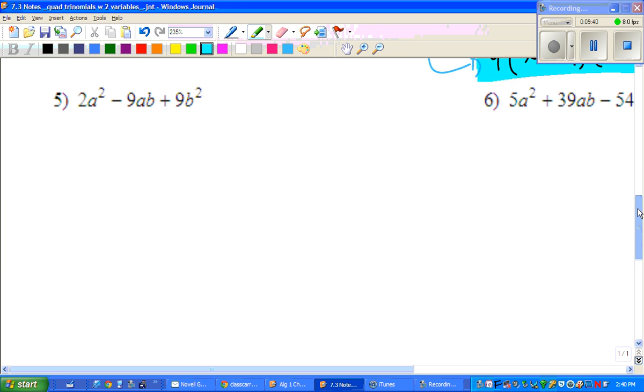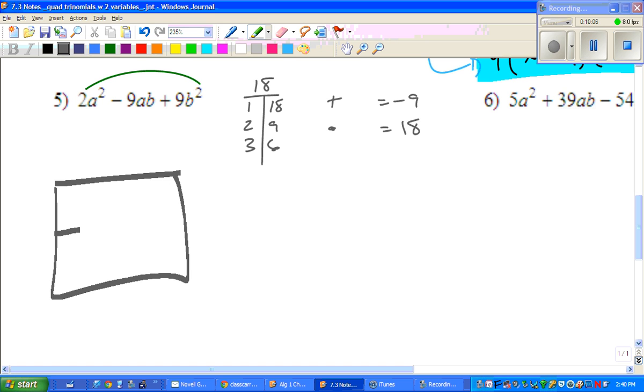All right, number 5. Can you take out a GCF? The answer? No. So 2 times 9 gives us 18, which is 1 times 18, 2 times 9, and 3 times 6. All on your own, see if you can finish the problem out. Go ahead and pause the video, and good luck.